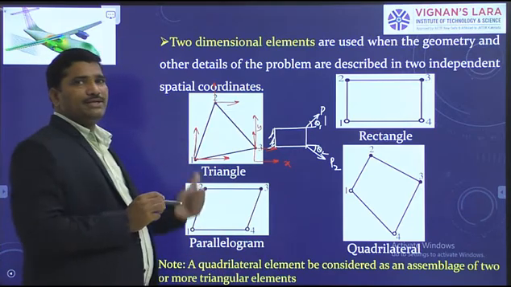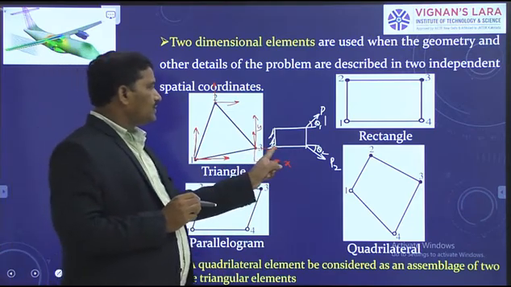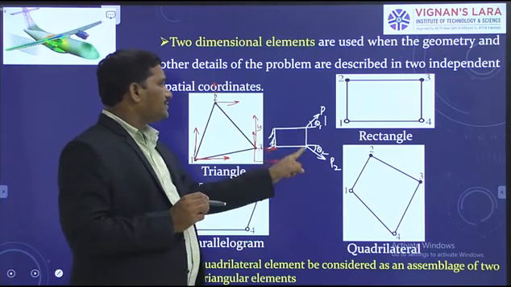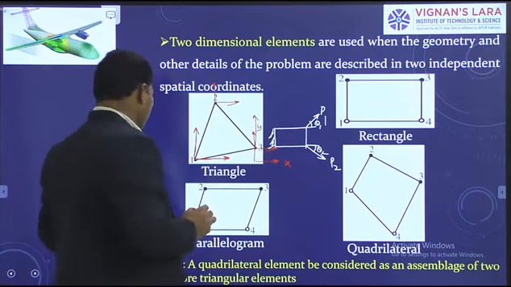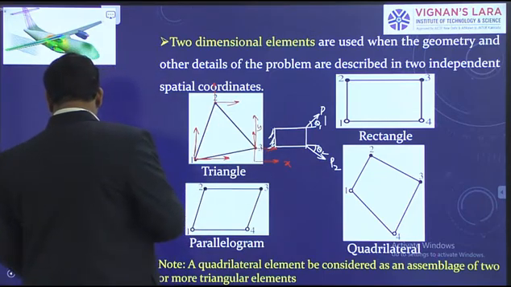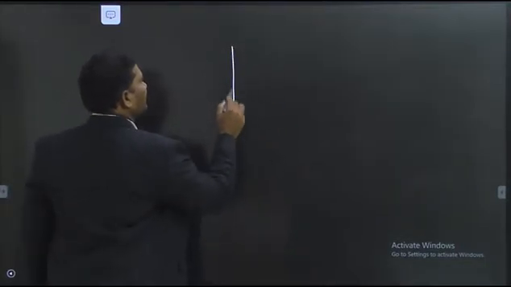This type of element we can choose to discretize a 2-dimensional domain of this type. So I will explain. Listen to me carefully. So now, I take a wide plate like this.